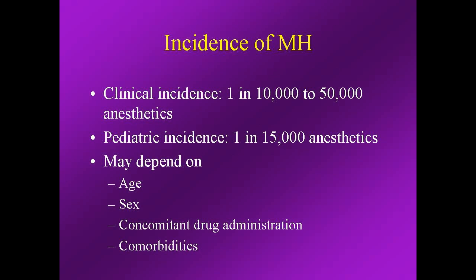The incidence of malignant hyperthermia varies between 1 in 10,000 to 1 in 50,000 anesthetics. The pediatric incidence appears higher, at 1 in 15,000 anesthetics. The incidence may depend upon age, as discussed above, sex, concomitant drug administration, or patient comorbidities. For example, MH appears to occur more commonly in males. It occurs less commonly in patients who have previously been administered a sedative hypnotic agent before the administration of the triggering anesthetic agent.